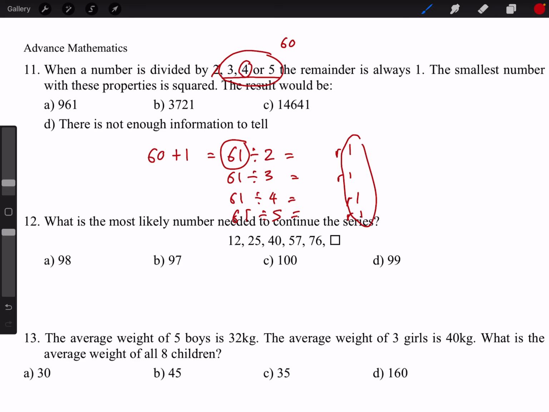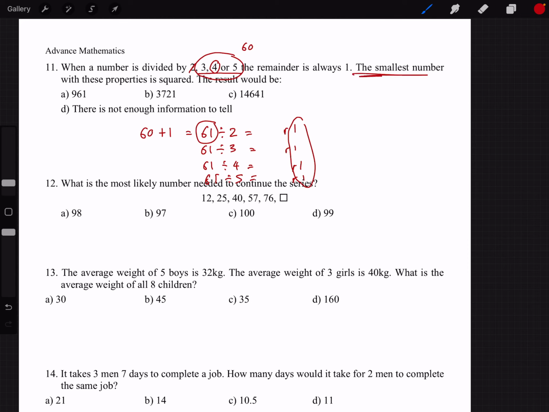So now it says the smallest number with these properties, and they're talking about 61 right now. And now it says this number is squared. So they want you to take that number and square it, which means 61 times 61. So you work out the answer and then circle the answer for this one.